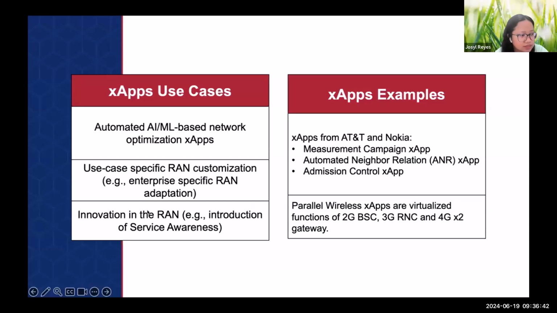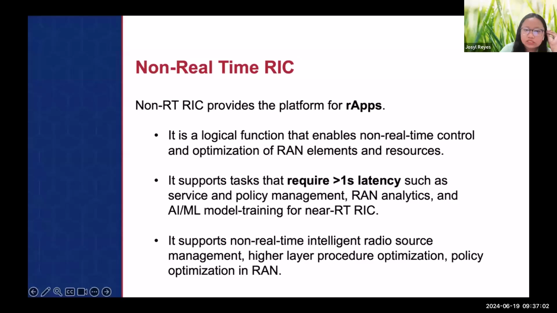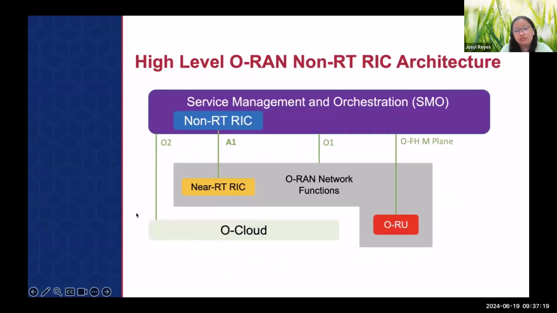Yan. So, those are the R apps and X apps in theory. R apps are on the non-real-time RIC, X apps on the near real-time RIC. Yan. So now let's look at the non-real-time RIC architecture. Earlier we have seen it already, no? Yung in general, it is providing the platform for rApps. It's a logical function that enables non-real-time control and optimization of the RAN elements, mostly mga tasks greater than 1 second of latency. And then, this is a high-level O-RAN non-real-time RIC architecture overview.